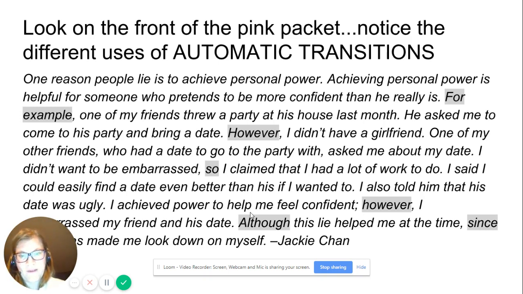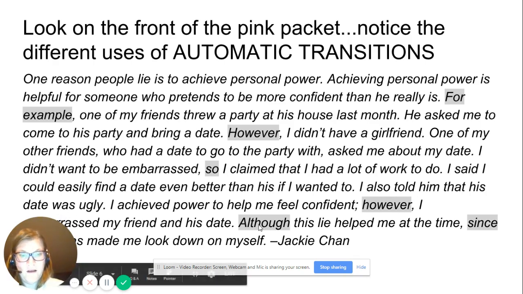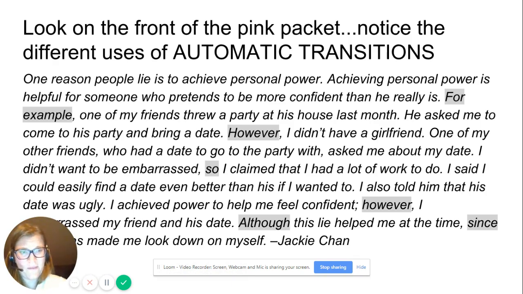I achieved power to help me feel confident. However, so again, I'm about to contradict what I just said. I embarrassed my friend on his date. Although this lie helped me at the time, since then it has made me look down on myself. So there's tons of transitions to show you how these all relate. And notice how these transitions don't all mean the same thing.